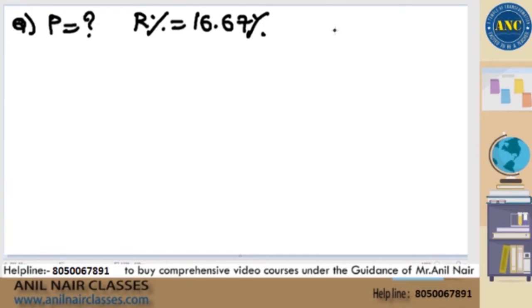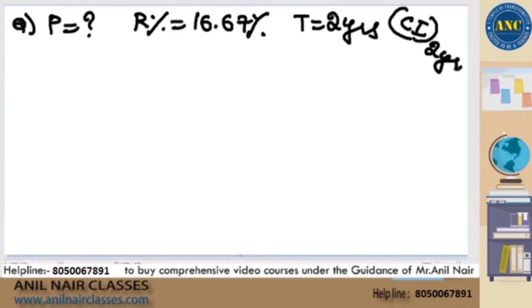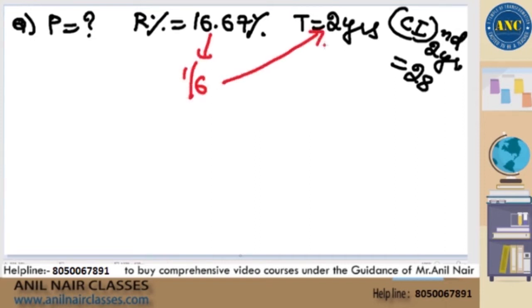R percentage is 16.67. Time period is 2 years. CI for second year is 28. CI for second year, not 2 years, sir. Second year is 28. Find P. Same approach, then we will get into 3 years. This is 1 by 6, 1 by 6 for 2 years.